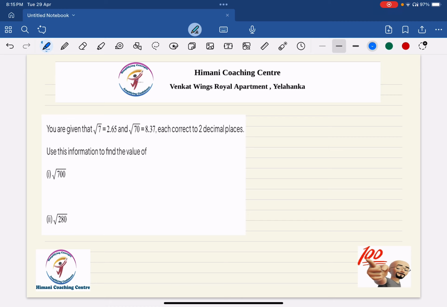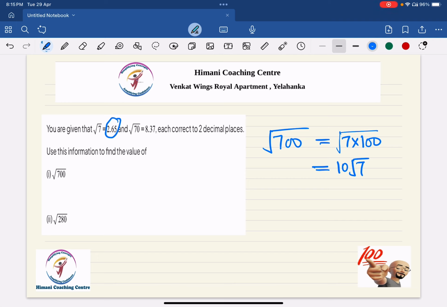Now let us look at this question. It says you are given that root 7 is 2.65 and root 70 is 8.37, each correct to two decimal places. Use this information to find the value of root 700. See students, if you have root 700, can we not write it as root of 7 times 100? And we know that square root of 100 is 10. So this becomes 10 root 7.